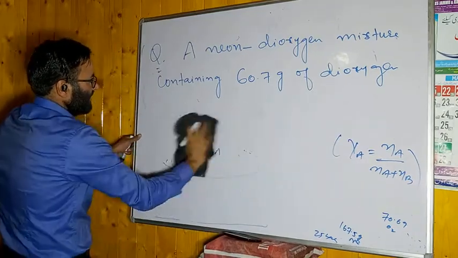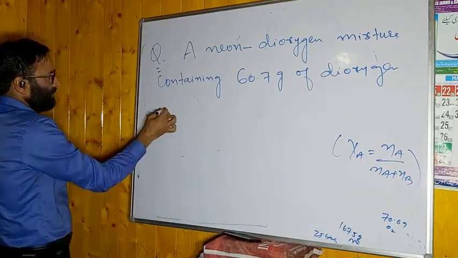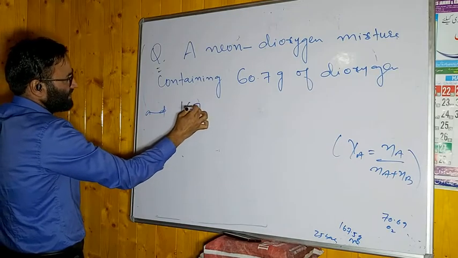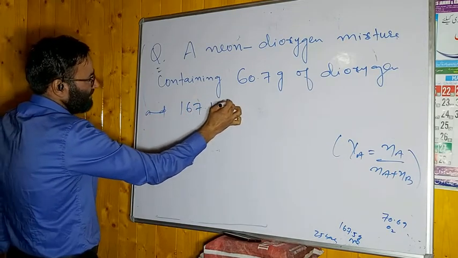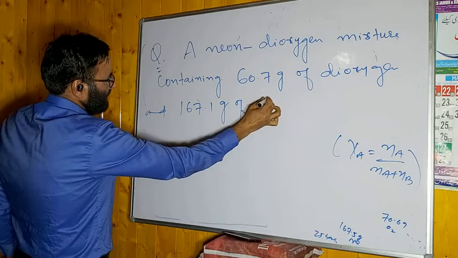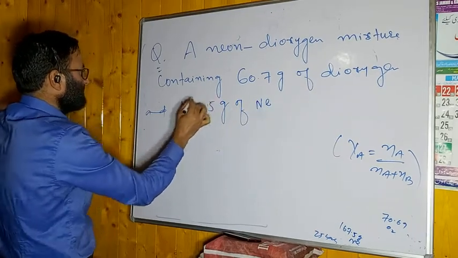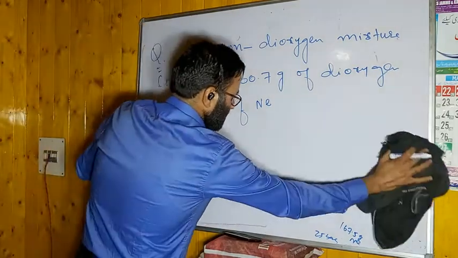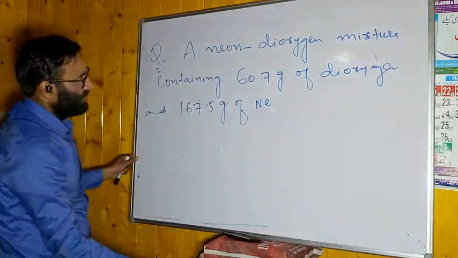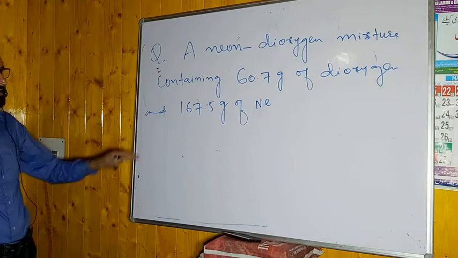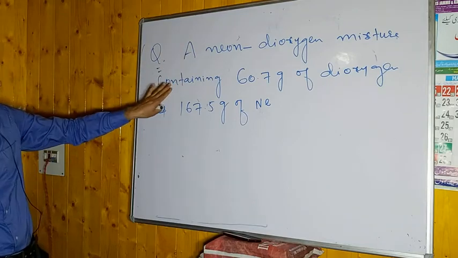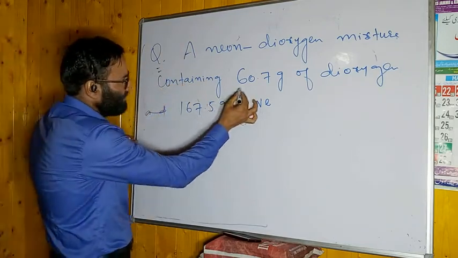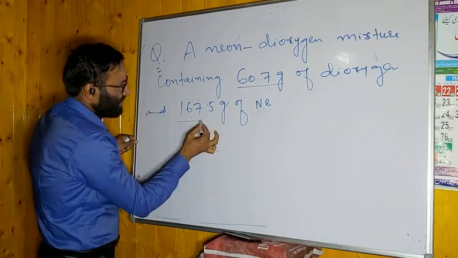and 167.5 grams of neon. Remember this point. This is the problem from your text. A neon dioxygen mixture containing this amount of dioxygen and this amount of neon.